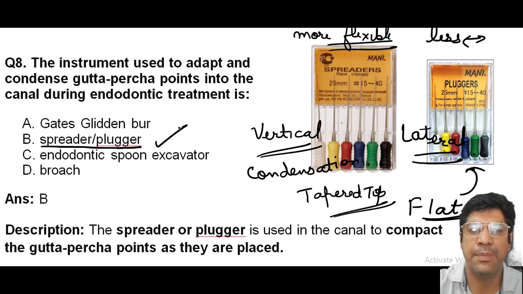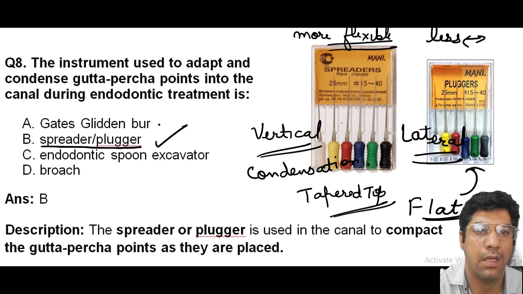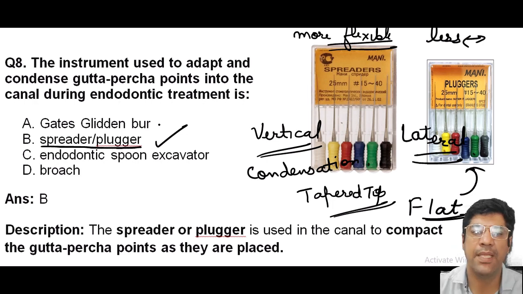Other options are the GG burrs. They are rotary cutting instruments with elliptical shape. Already discussed them previously. Endodontic plugger instruments already discussed. The endodontic spoon excavator is a hand instrument that is used to remove debris, pulp remnants and softened dentin from the pulp chambers and canals. So when performing the initial cleaning and shaping of the access cavity before using rotary instruments, an endodontic spoon excavator can be used to remove pulp tissue and debris.